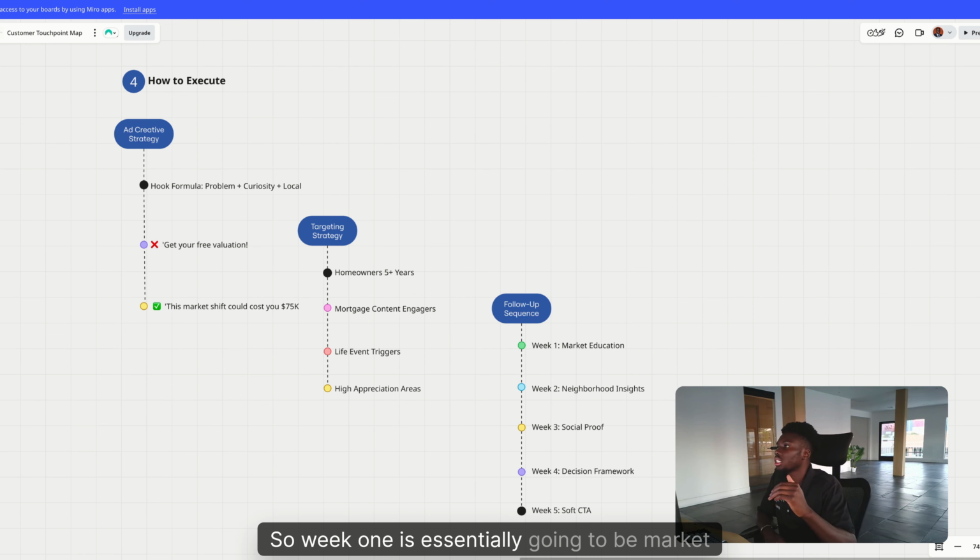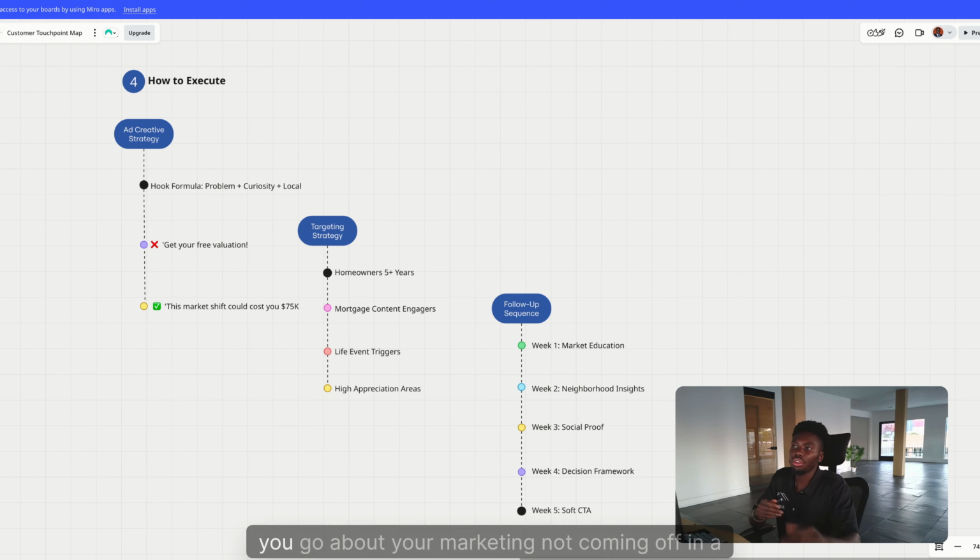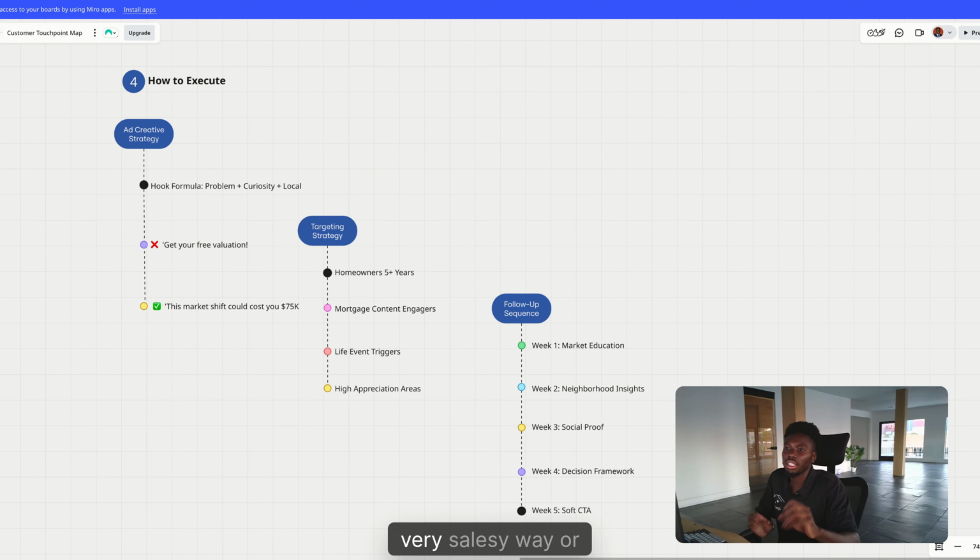Week 1 is going to be market education. Week 2 is going to be neighborhood insights. Week 3 is going to be success stories and social proof. Week 4 is going to be decision frameworks, and week 5 is a soft CTA for a consultation. This is a good way to be very organic in how you go about your marketing, without coming off in a very salesy way, like a buy-a-home-evaluation type of pitch.